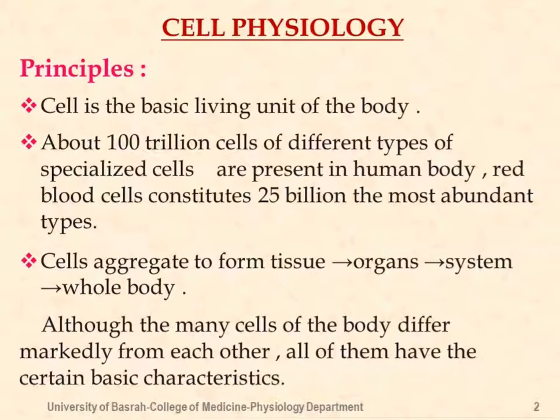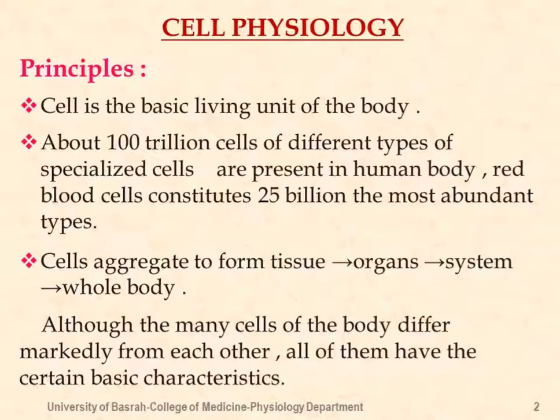Principles of cell physiology. First of all, the cell is the basic living unit of the body. About 100 trillion cells of different types of specialized cells are present in a human body. Red blood cells constitute 25 billion, the most abundant type of cells. The cells aggregate to form the tissue, and the tissues form the organs, and then the systems, and this is situated in the body.